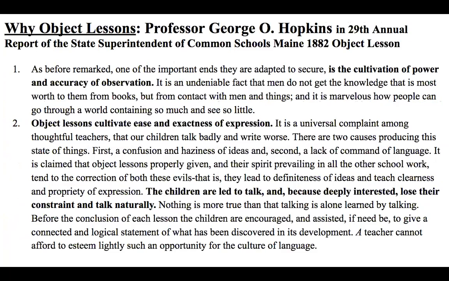Really like this, how they outlined kind of the importance of object lessons. And this is in 1882. And so many of these things are going to be things that we value today as teachers. The power and accuracy of observation. We want our students to see things. We want our students to have their eyes wide open so that they can interpret the world around them. And then be able to express what they see and be able to articulate what they see, okay? They're led to talk because they get excited because it's something that they can own.